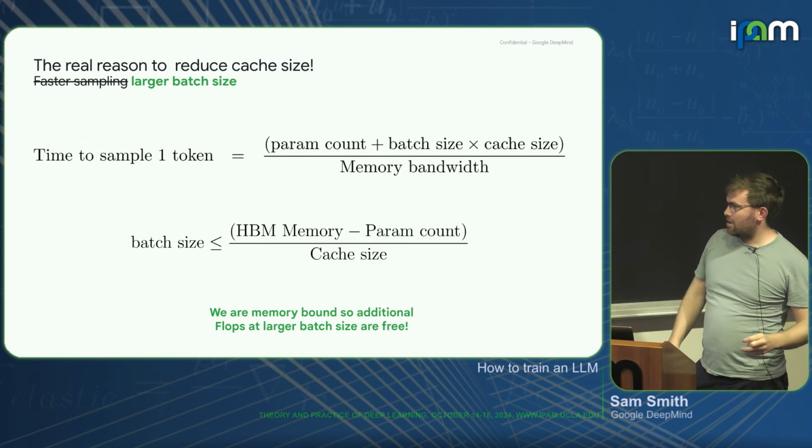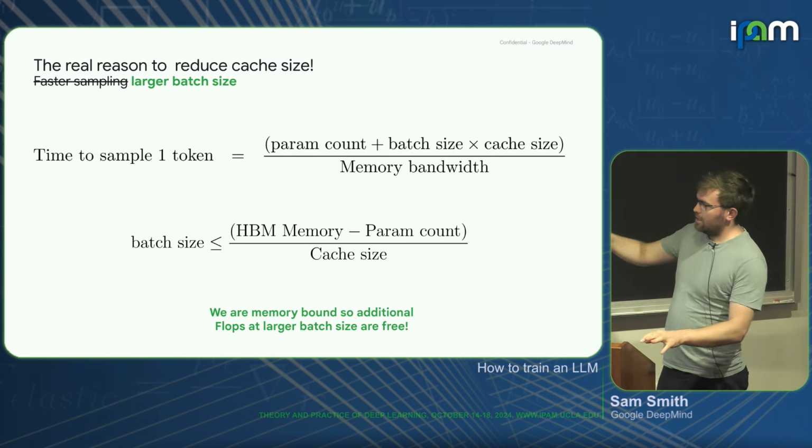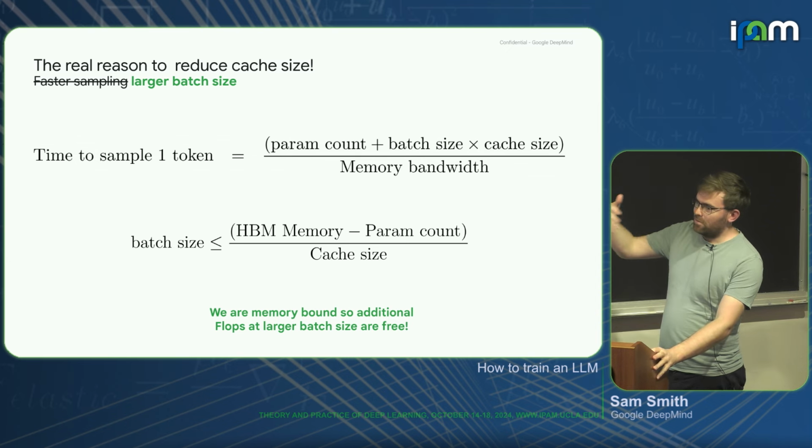amount of memory. And the reason it's really nice to increase the batch size is that inference is memory bound, so the added flops you perform when you make the batch size twice as big are completely free. They don't cost you anything.